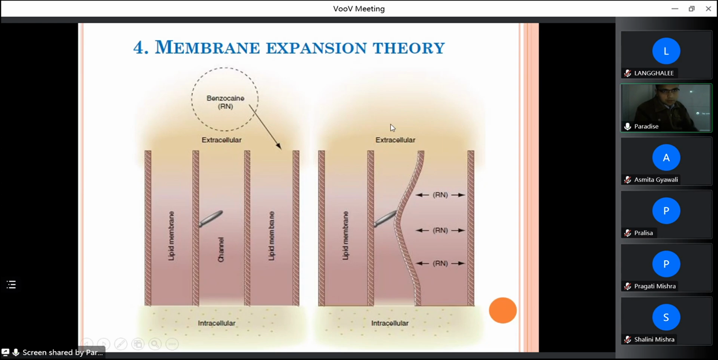Okay. The basic thing is the local anesthetic like benzocaine, which is not polarized. It is a neutral molecule and will enter into the lipid membrane. Once it enters the lipid membrane adjacent to the sodium channel, it blocks the sodium channel, so the sodium ion could not enter inside the cell. The depolarization will not take place, and there will be no generation of action potential, and the impulse will not be conducted through that nerve.